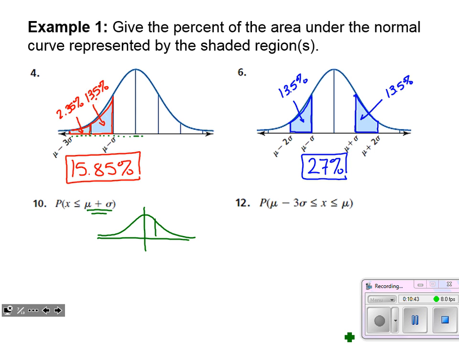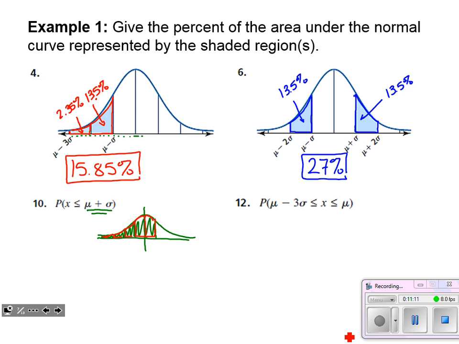Here's the mean, here's one standard deviation. We want our x value to be less than that, so we want all of that. And we're just kind of visualizing that in our heads. Okay, so what does that mean? It means I've got one of this wedge, one of this wedge, 2, 3, and then that little tail off to the end.